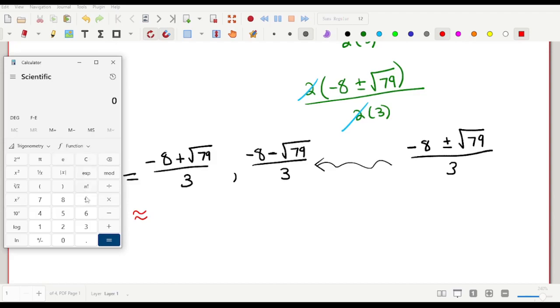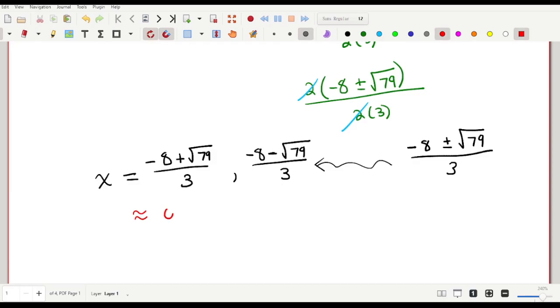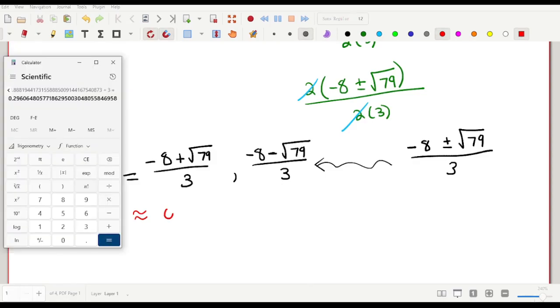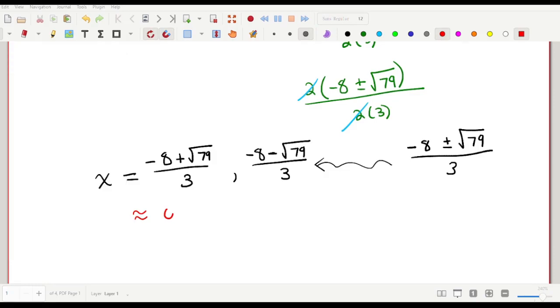Okay. I'm going to try that again. -8 plus the square root of 79. So then I do that. And then I have to divide by 3. Okay. All right, we're going to roll with it. That is what I got the other time that I did it. Okay, 0.296. We're going to just do that. 0.296. Okay.